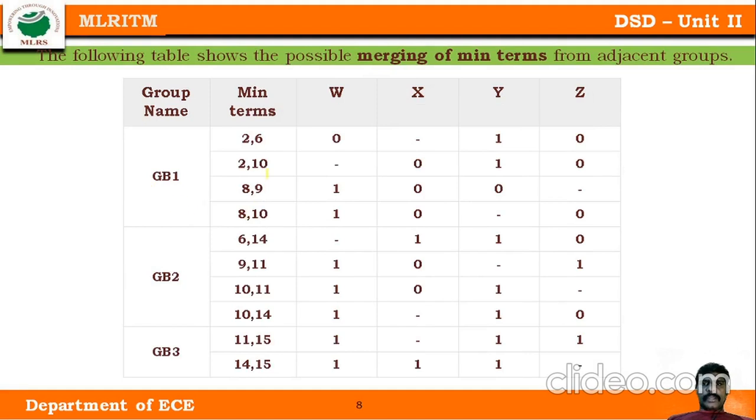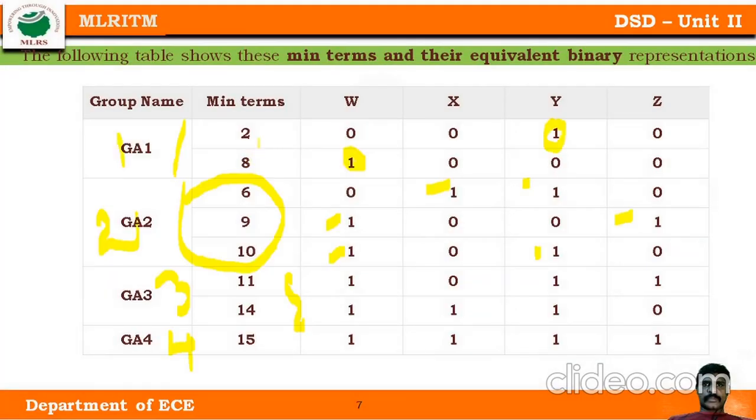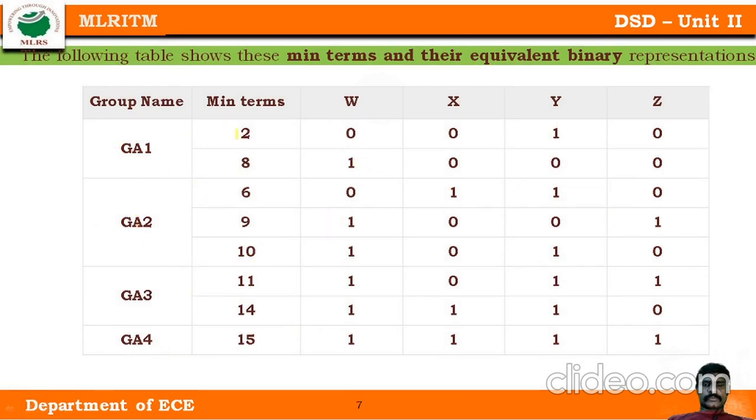So now I'm forming groups based on the previous values. If I take 2 and 6, then 2 and 9 and 2 and 10, each of the minterms in group 1 is compared with the successive group 2.